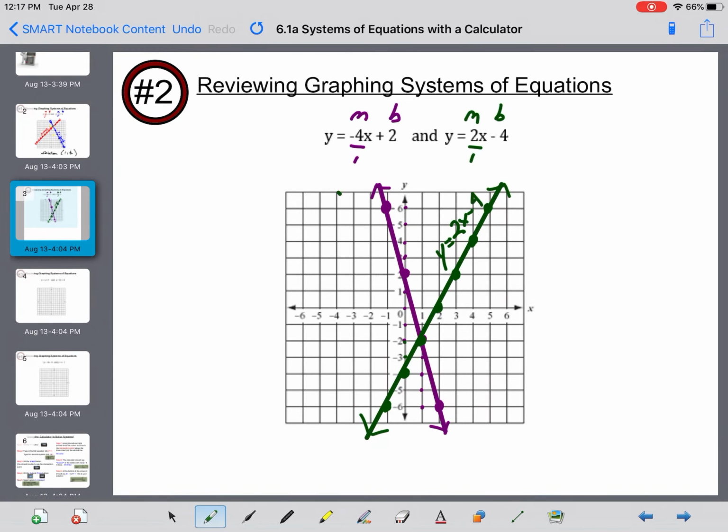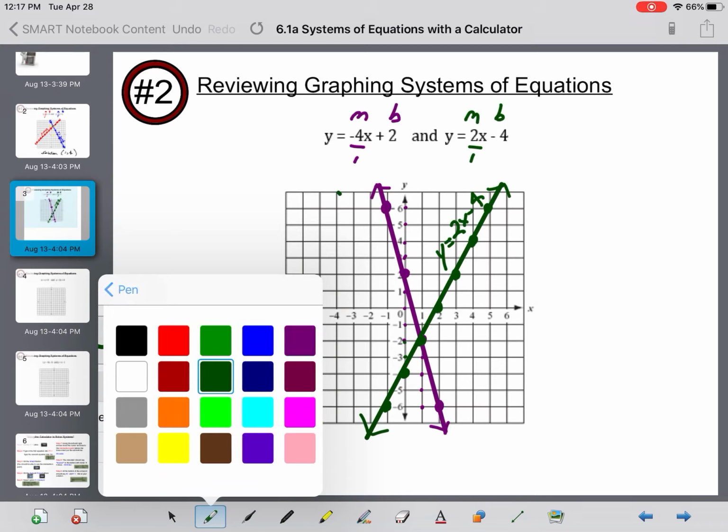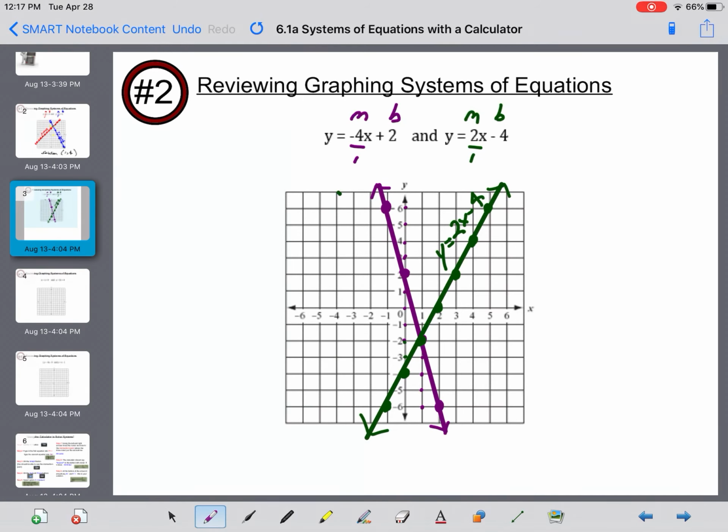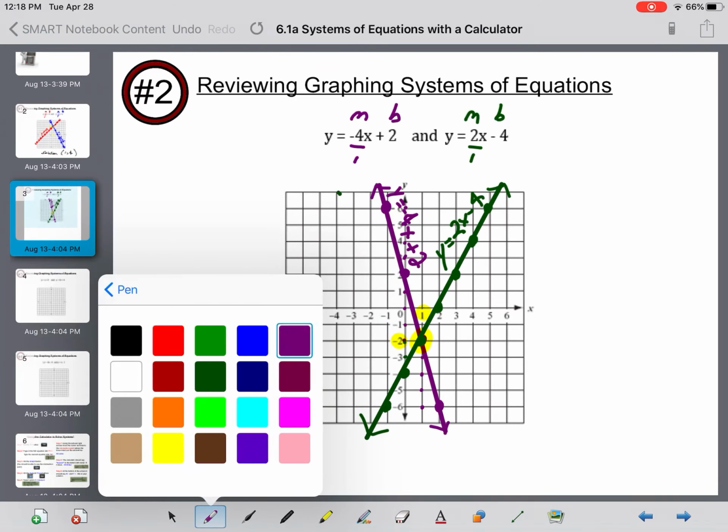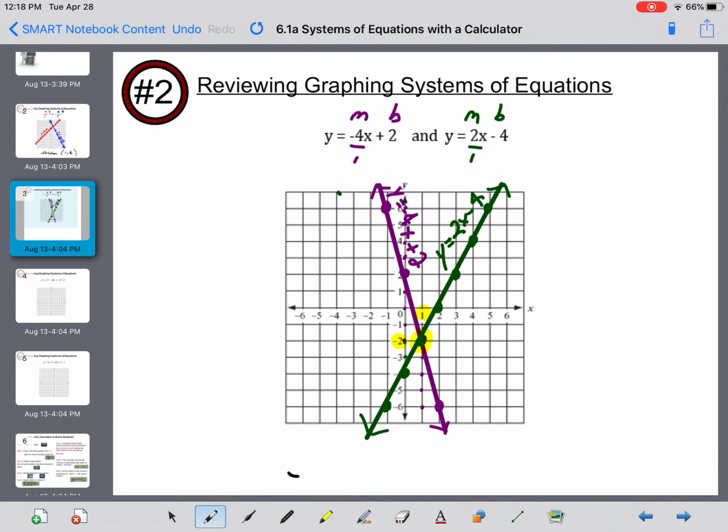I can label y equals 2x minus 4, y equals negative 4x plus 2, and our intersection point is right here at the point 1, negative 2. So our solution is 1, negative 2.